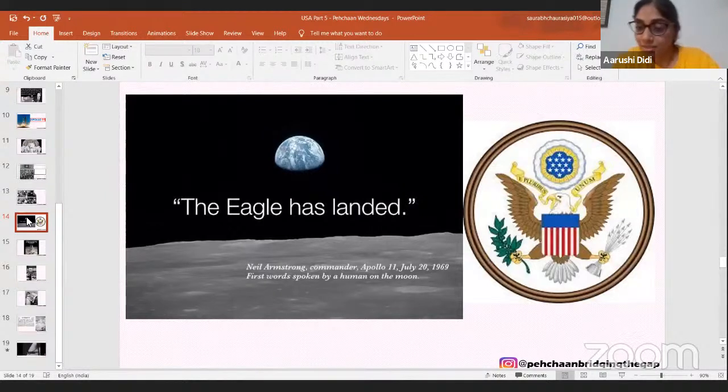Anybody? It's a figure of speech, English literature, English. Yes. Okay. A metaphor is a form of speech where a word or a phrase is applied to an object or action which is not literally applicable. Here, "the eagle has landed" is a metaphor. Why? Because they are calling Apollo 11 the eagle, right?